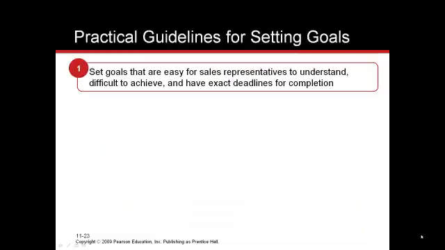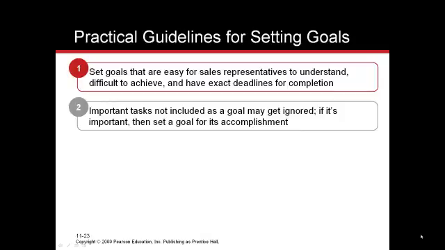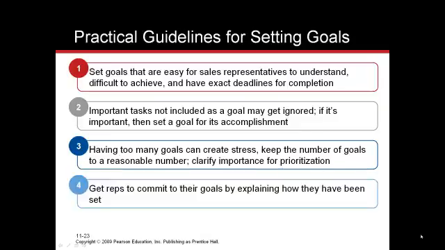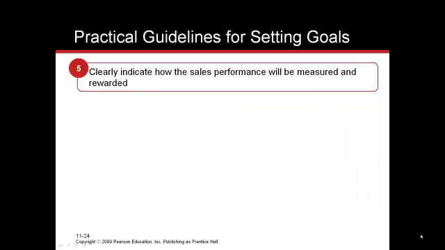So we finish here with the practical guidelines for setting goals. Based on goal setting principles, here are some guidelines that we can look at. Number 1, set goals that are easy for sales representatives to understand. Number 2, important tasks not included as a goal may get ignored. Number 3, having too many goals can create stress. Keep the number of goals to a reasonable number. Number 4, get reps to commit to their goals by explaining how they have been set. Number 5, clearly indicate how the sales performance will be measured and rewarded.